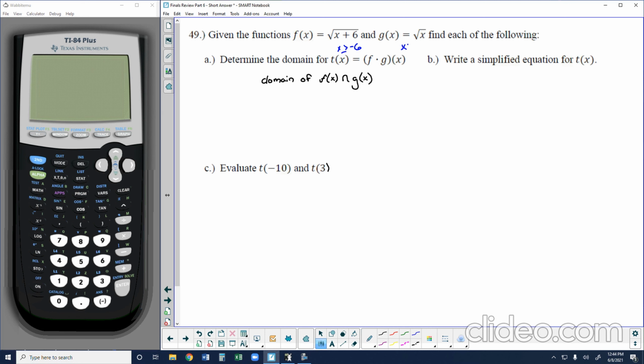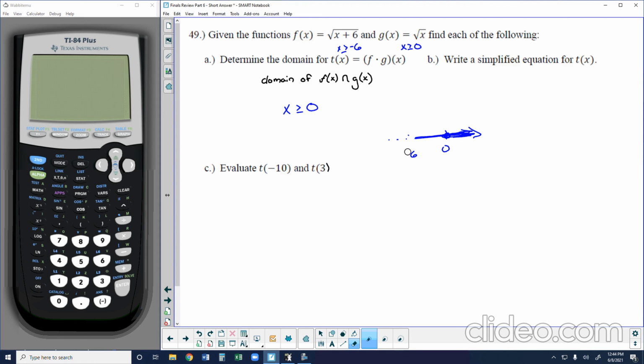For g of x, anything greater than or equal to 0 would satisfy the condition. So the domain would be the overlapping. If you took a look at a number line, here's negative 6, here's 0. Anything greater than or equal to negative 6 would be shaded from negative 6 to the right. Anything greater than or equal to 0 would be shaded from 0 to the right. So the overlapping is greater than or equal to 0.